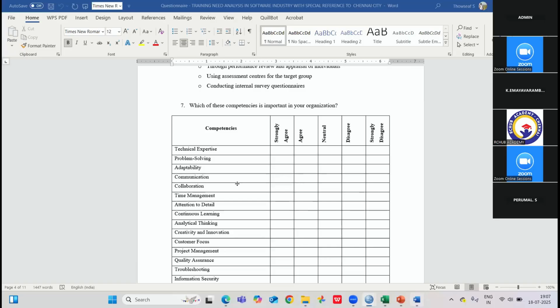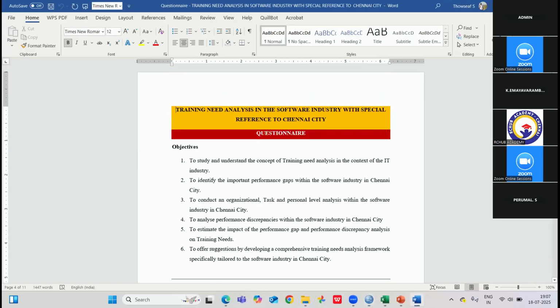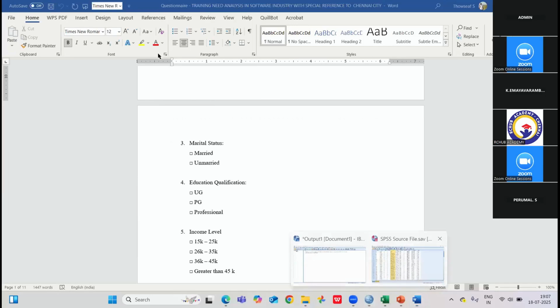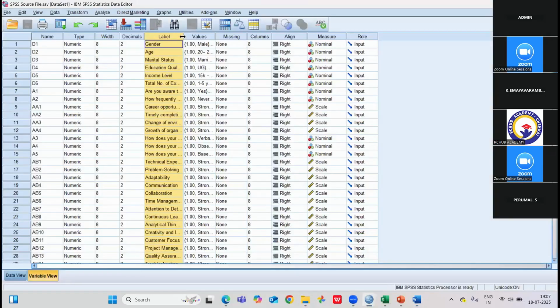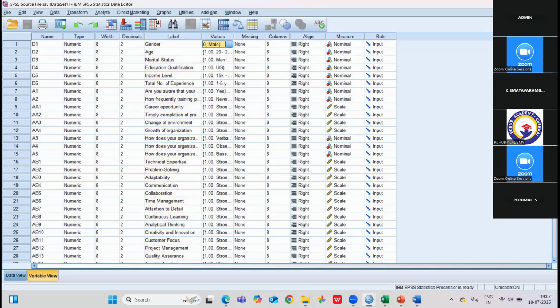You see, the first question was gender, followed by age and marital status. All this is typed here: gender, age, marital status, education, qualification, everything. And its corresponding options are typed in the values.